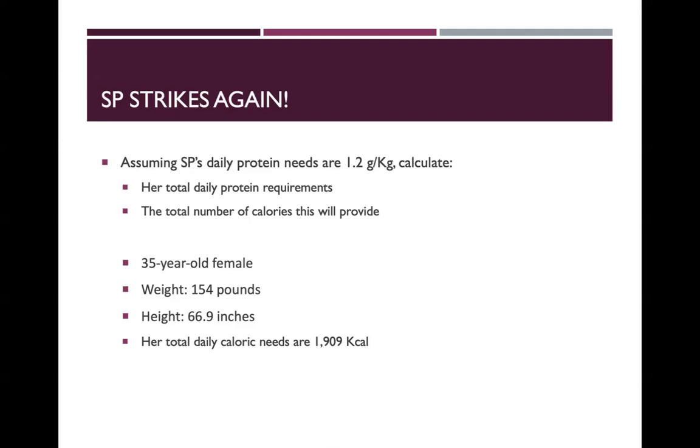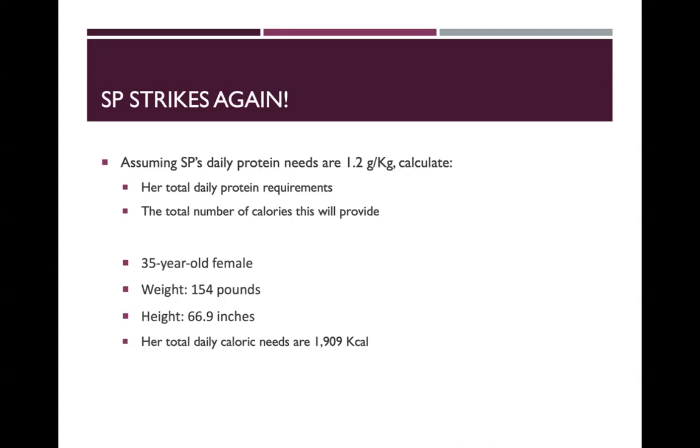You have to change the pounds to kilograms first, right? Yes, that is correct. Everything is measured in kilograms. If I remember correctly, she was 154 pounds, so 154 divided by 2.2. Here, I'll do the math with you guys on my phone quickly. So 154 divided by 2.2 is 70 kilograms, and we know that she needs 1.2 gram per kilogram.